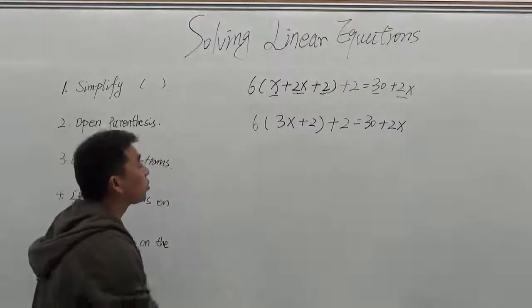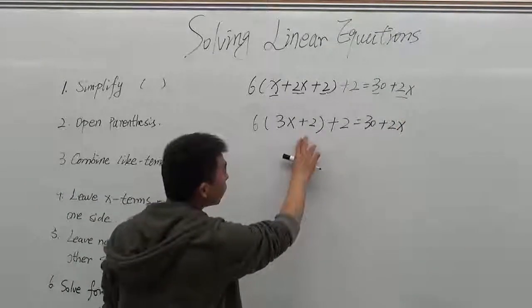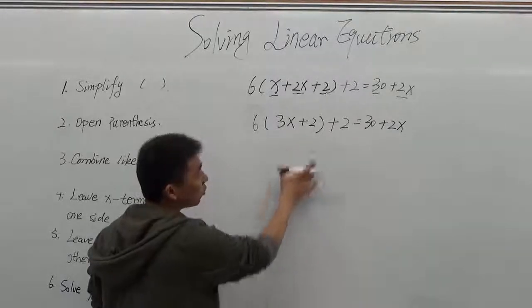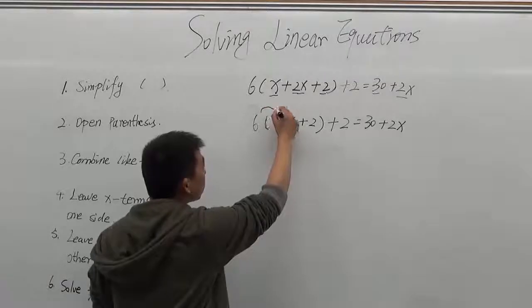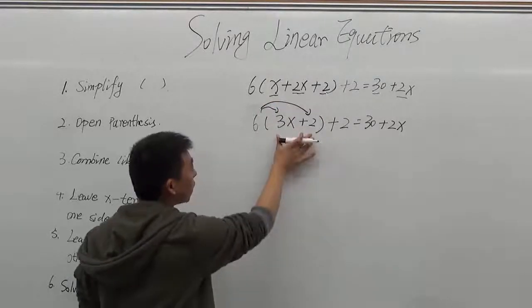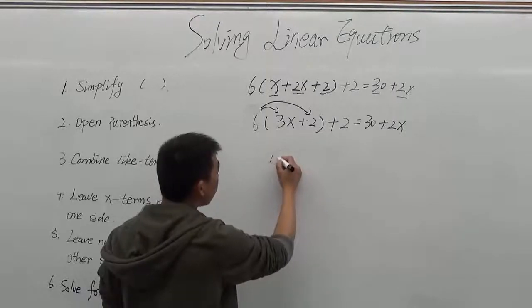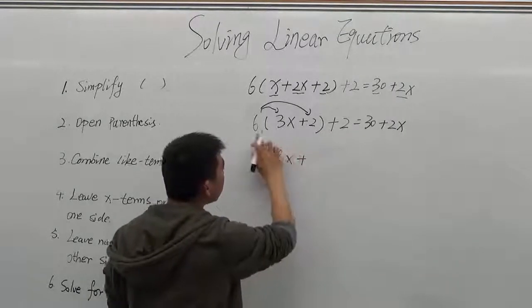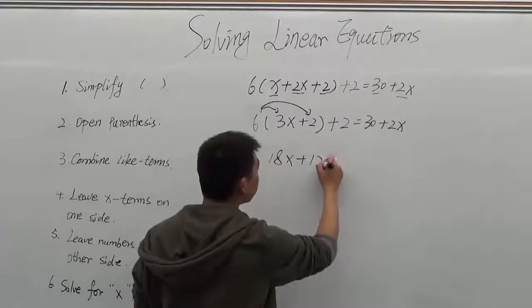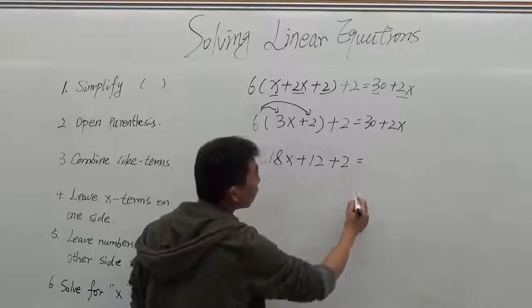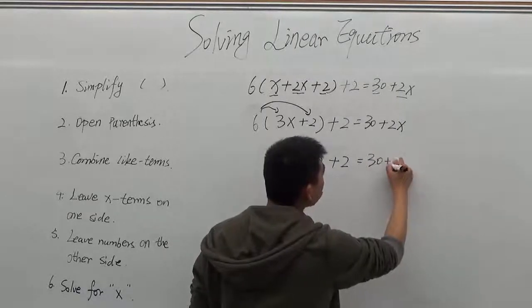And then after you simplify here, 3x plus 2, this is a term that has x, and a number. We can do nothing about it, then we just need to open it. Then distribute 6 to each term of whatever is inside the parentheses. So 6 times 3x, that gives us 18x, plus 6 times 2, that gives 12. Then plus the number 2 equals 30 plus 2x.